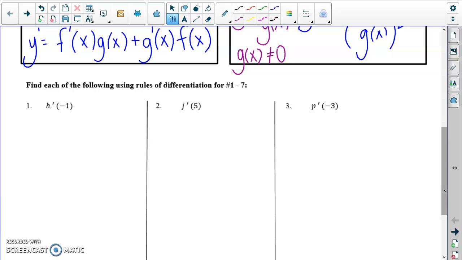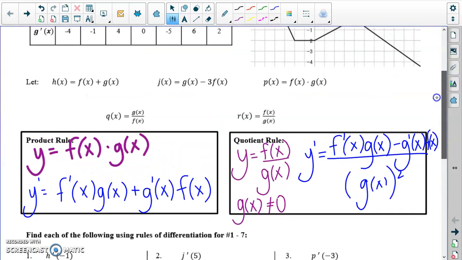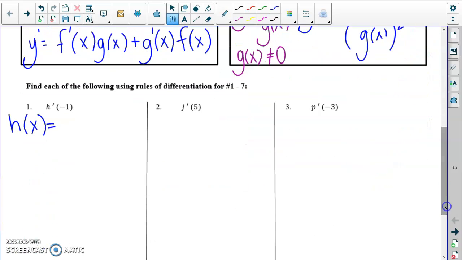Okay, so I'm going to do problem 1 and 2 and 3 with you, and then in class we'll take care of the backside. Okay, so h prime of negative 1. The first thing that I want to do is write out what h is. I just want to remind myself h of x. And I'm getting h of x by looking up at this list of defined functions, okay? H of x is defined as f of x plus g of x, okay? So I'm just reminding myself this is f of x plus g of x.